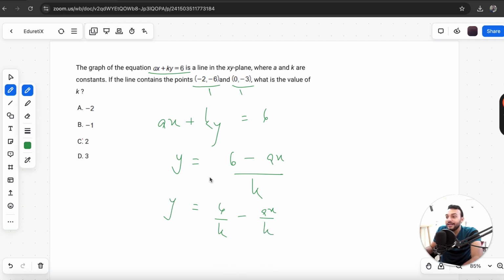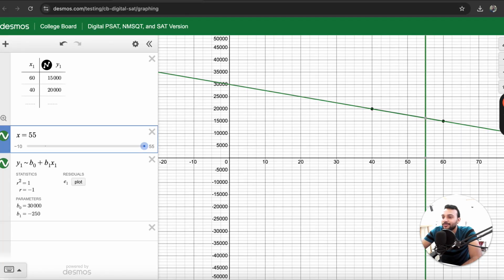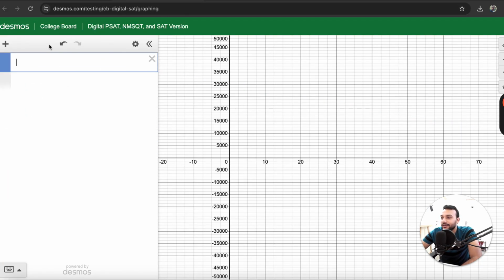This is the value of y. You're being asked the value of k. Okay, now let's go to Desmos. The given points are negative 2 comma negative 6 and 0 comma negative 3. Let's plot them. So clearing this up, clearing everything from the last question.